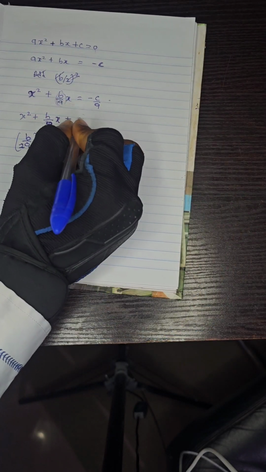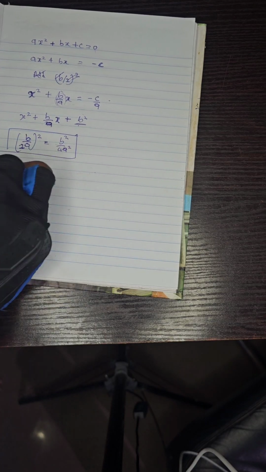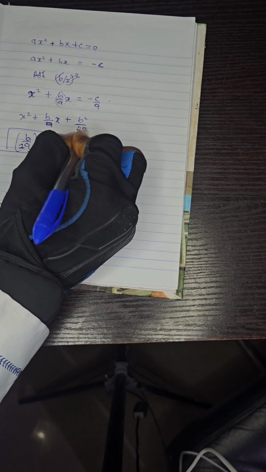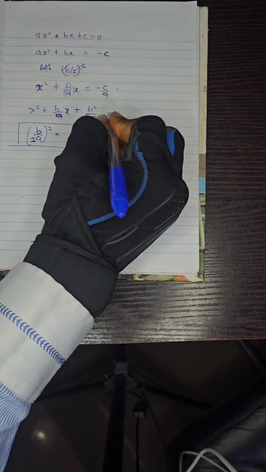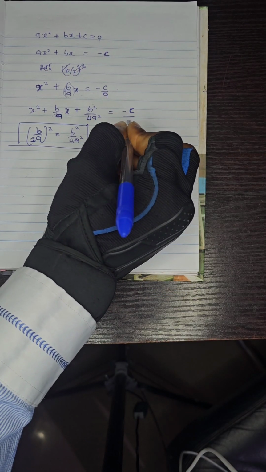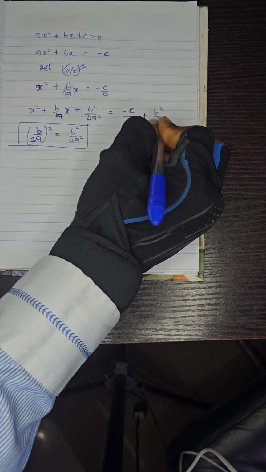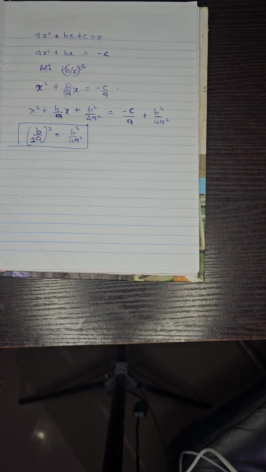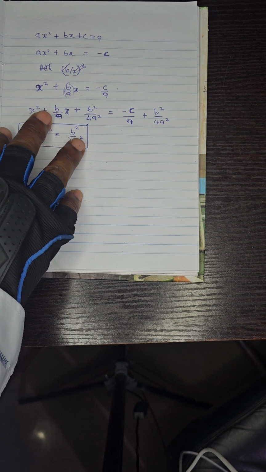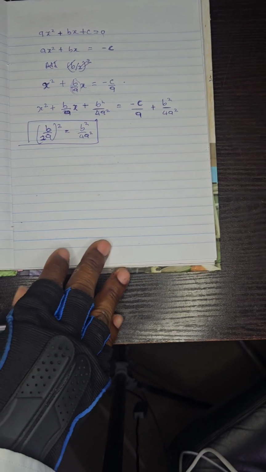So if I add it, it will become b squared over 4a squared, I'll circle this out so it doesn't look like it's joining our equation, equal to minus c over a plus b squared over 4a squared. Are we following? I'm just using characters, let me say variables, so that you get what we are doing when we are solving it with numbers.